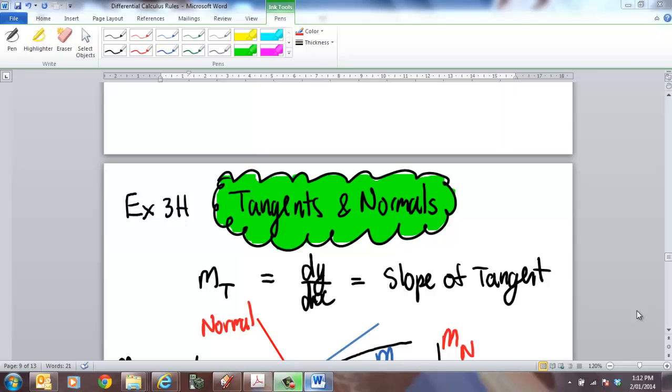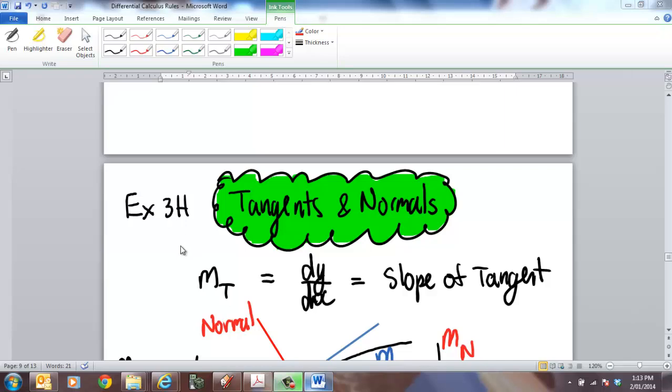Today we're going to be looking at tangents and normals, and exercise 3H really is a bit of revision of the whole chapter. All the techniques that you've learnt about how to differentiate terms will be tested again here, but with the application of finding a tangent to a curve or finding a normal to a curve.